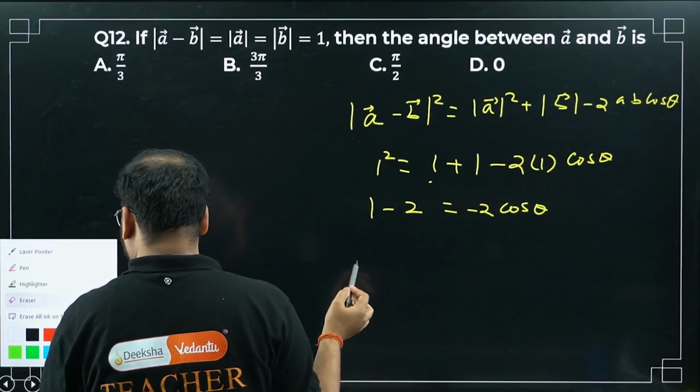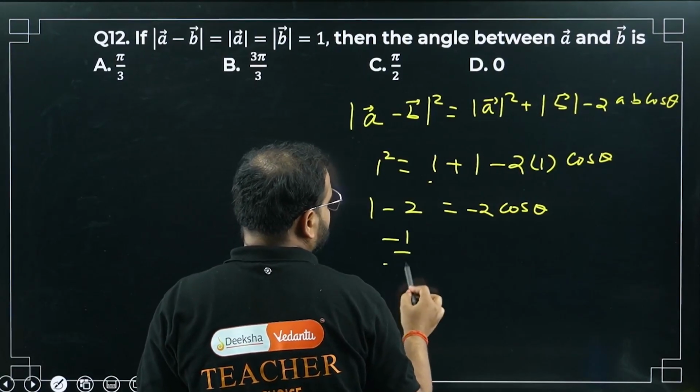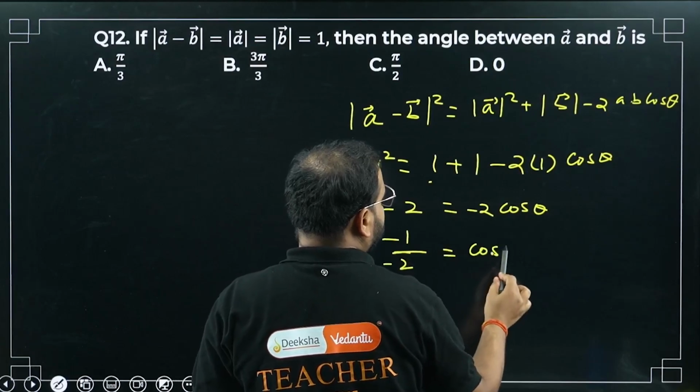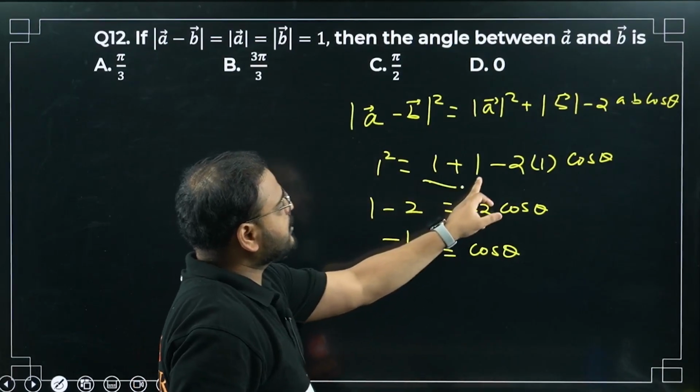Okay. How much is this? Minus 1 upon minus 2 equals cos theta. How come, sir? Please check. 1 plus 1 is 2. I'm bringing this over here.